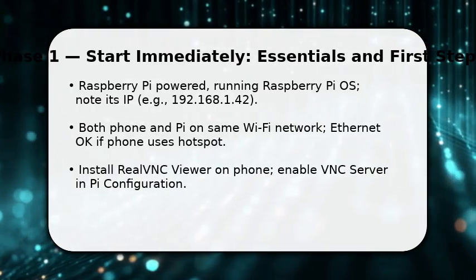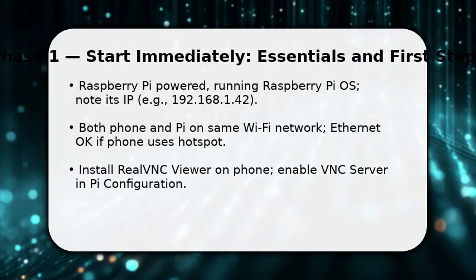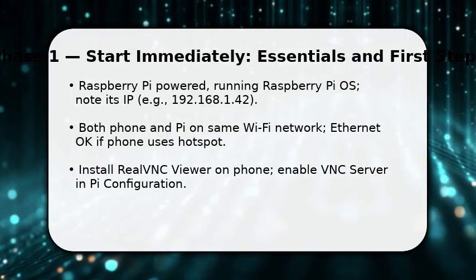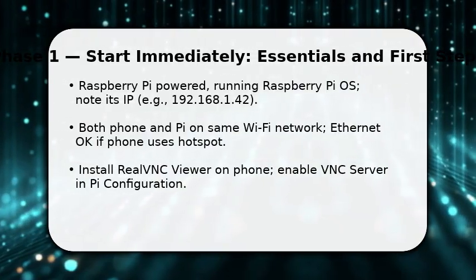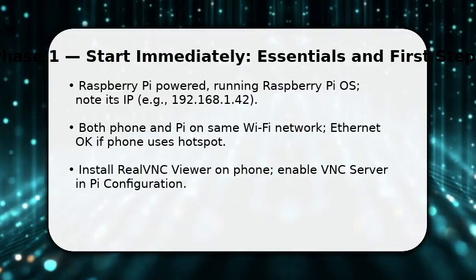Next, enable VNC server in Raspberry Pi configuration so the Pi broadcasts a desktop. Install RealVNC Viewer on your phone now because you need the client ready to connect in the next step.